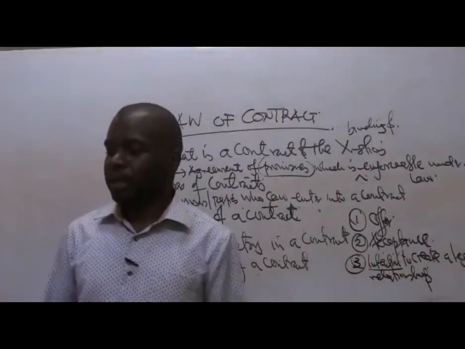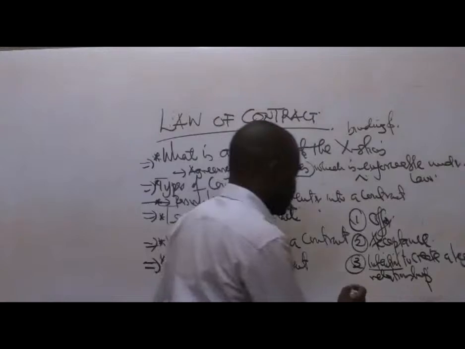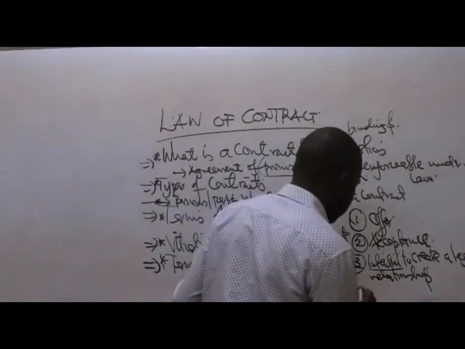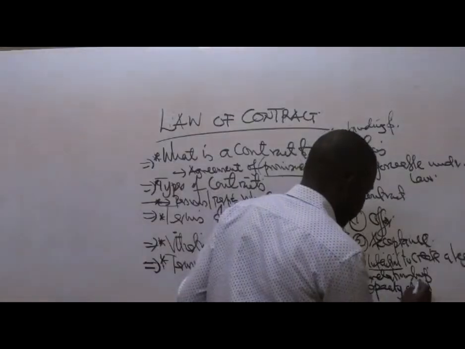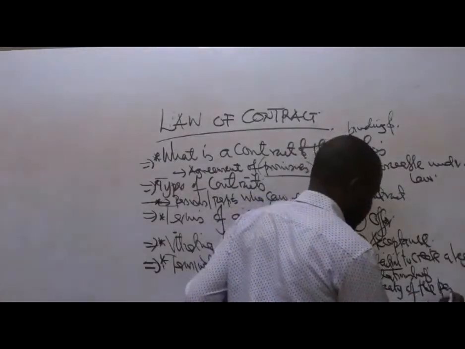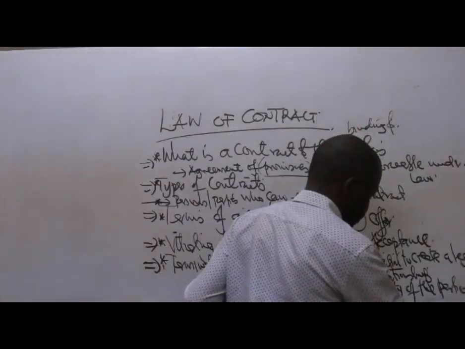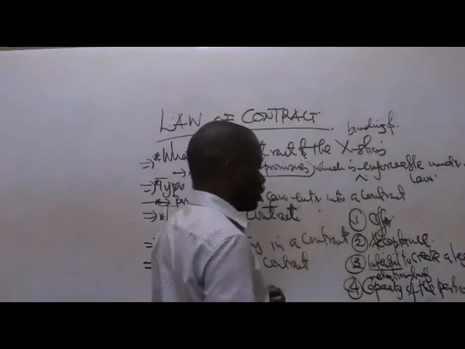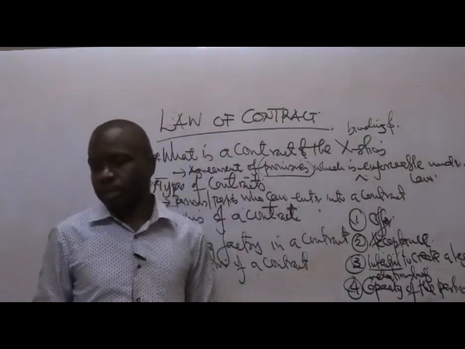Then there should be the capacity of the parties to contract. So number 4, capacity of the parties to contract.